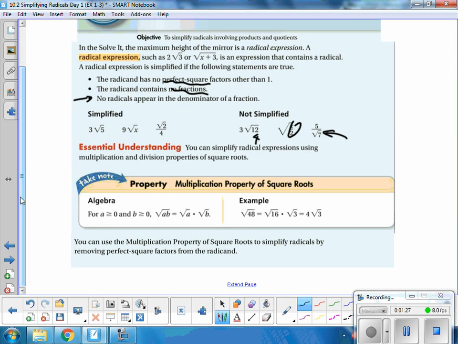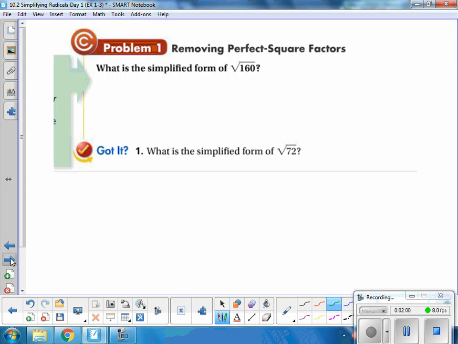Essential understanding: you can simplify radical expressions using multiplication and division properties of square roots. And that shows up in this example where the square root of 48 shows up as the square root of 16 times the square root of 3. 16 is a perfect square, so I can simplify it by turning my square root of 16 into 4, and then I keep my radical. So the square root of 48 is equal to 4 times the square root of 3, and that is entirely simplified. That's a simplified radical. So we're going to try this out.